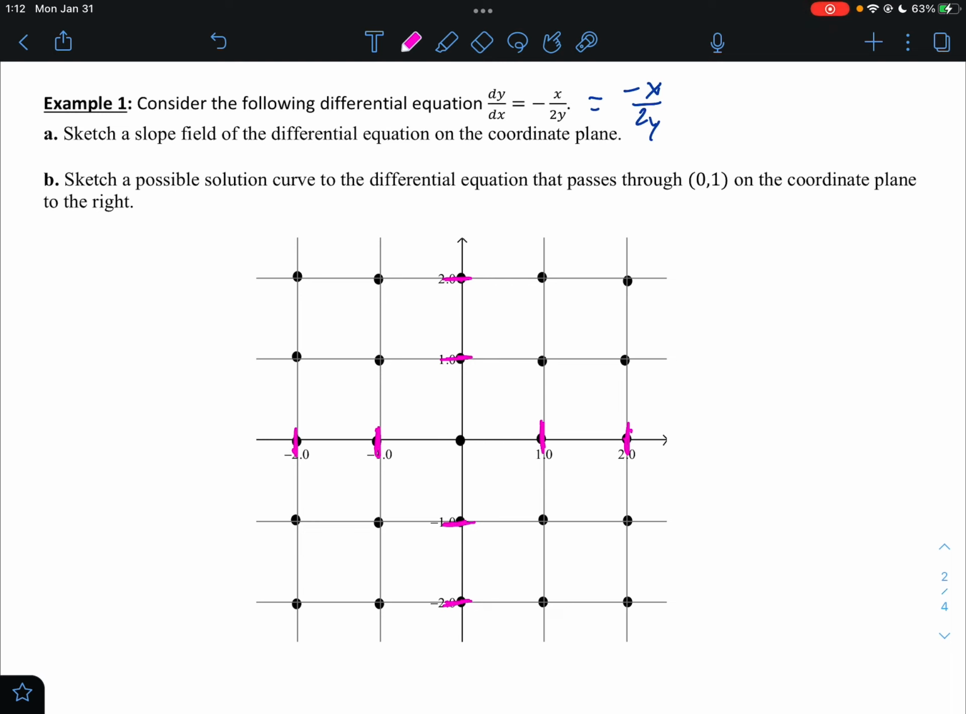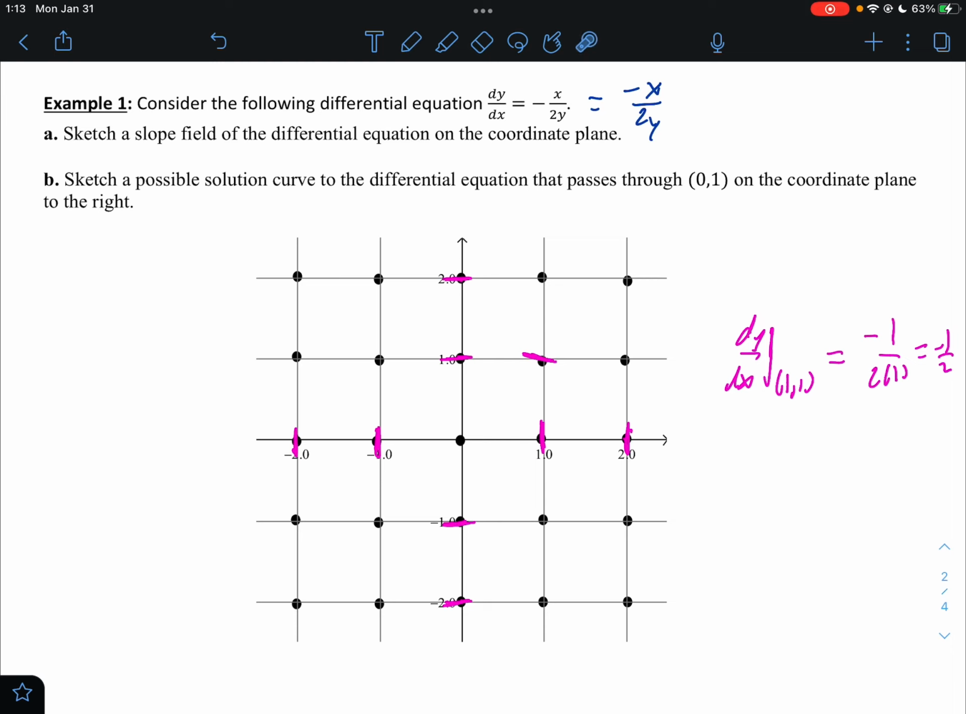For example, this one right here is 1, 1, right? So if you put 1, 1 in there, dy/dx at 1, 1, you would get negative 1 over 2 times 1, or negative 1/2. So what we're going to do is draw a little line segment with slope negative 1/2, just like that. And we're going to do that again for 15 more points until we see what this shape will look like.